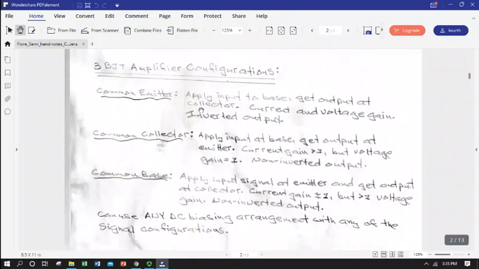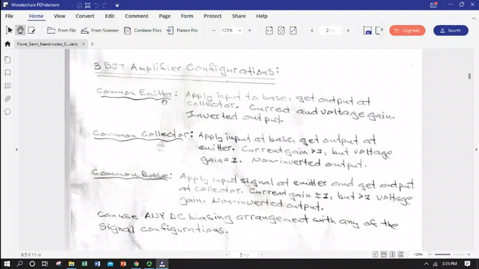So of the three, common base gives you kind of unity gain in current, but a real high gain in voltage. Also non-inverted output. Common collector gives you unity gain in voltage, high current gain, non-inverted output. And common emitter gives you some moderate current and voltage gain, but an inverted output.